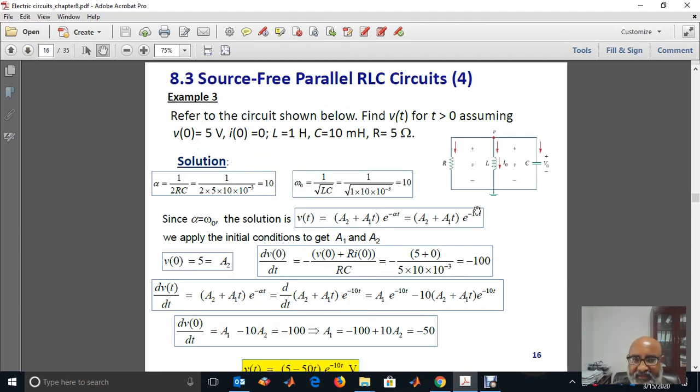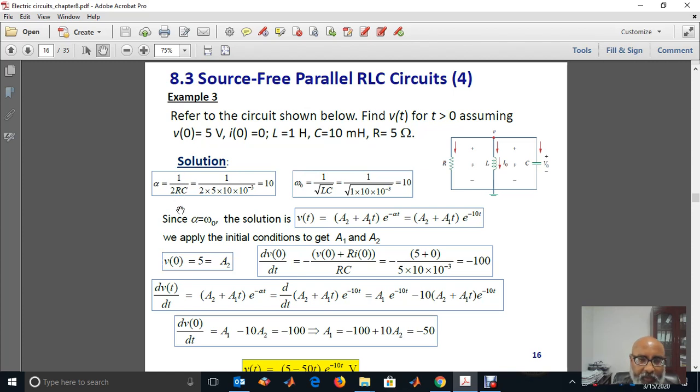Let's have this circuit. In this circuit, find the voltage V for t greater than 0. Assume that the initial voltage across the capacitor is 5 volts and the initial current of the inductor is 0. L is 1 Henry, C is 10 millifarad, and R is 5 ohm. So what is the first step? The first step is to determine alpha and omega naught.